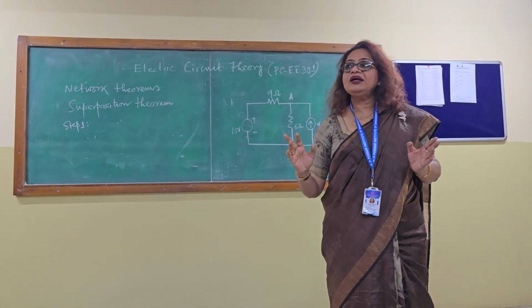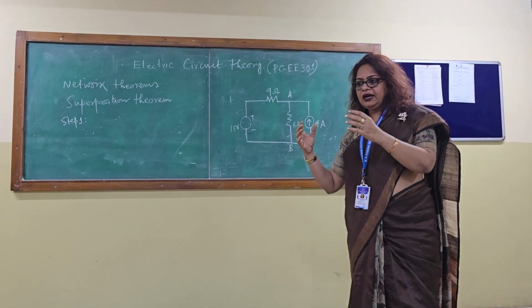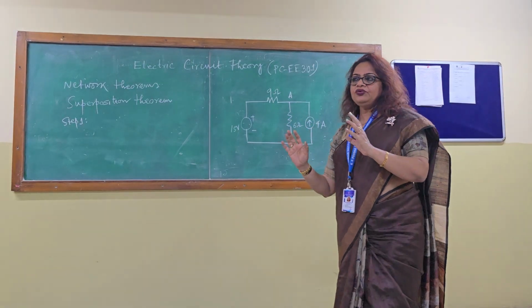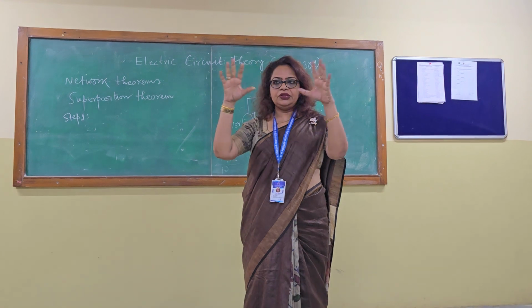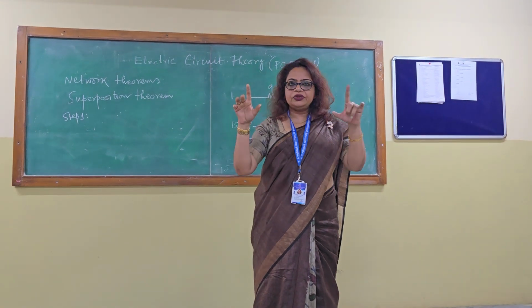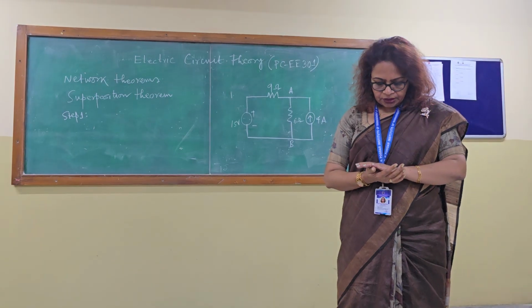In KCL, if we consider a particular node, then the summation of the different currents entering and leaving would be 0. And in case of KVL, if we consider a particular loop, then the drop across the loop will be 0. Now we come to the theorems.